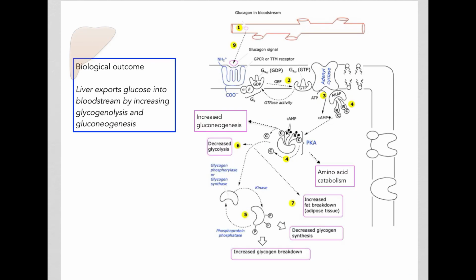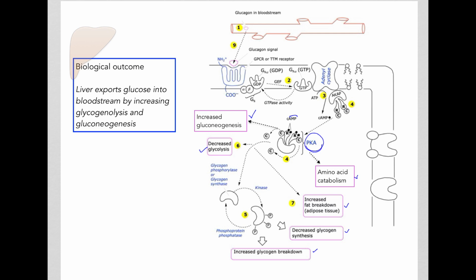Anyway, as we discussed in the previous video on starvation, the activated PKA will then go on to affect many other proteins, which will eventually result in several of these effects that we saw earlier: increased gluconeogenesis, decreased glycolysis, increased glycogen breakdown, decreased glycogen synthesis, increased fat breakdown, as well as increased amino acid catabolism.